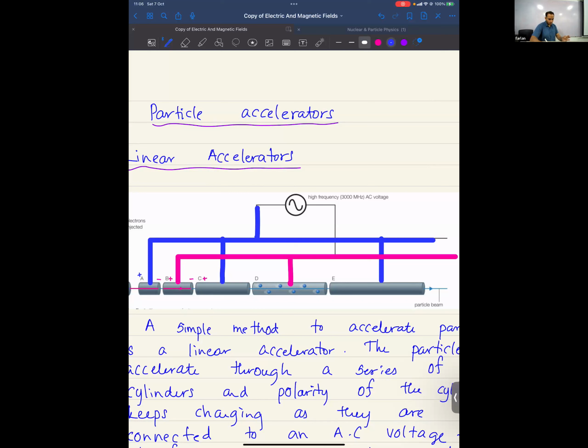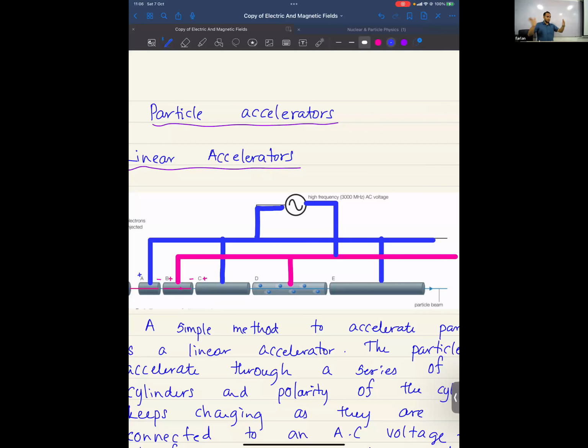One is connected to one side of the supplier. The other branch is connected to the other side of the supplier. You know an alternating current supplier keeps changing its voltage polarity, right? Positive, negative, it keeps changing. So the frequency of the alternating current supply here is chosen so that by the time the electron comes to that corner, the polarity will change. That's how the frequency is decided.